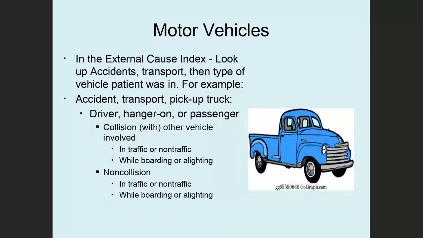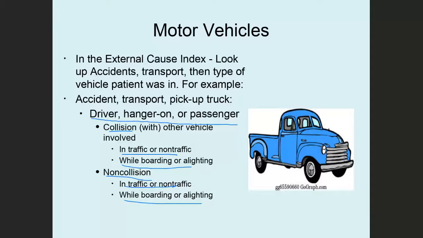In the external cause index, look up accidents, transport, then type of vehicle the patient was in. For example, accident, transport, pickup truck. And then you find the status of the patient: driver, hanger-on, or passenger. Then collision or non-collision, in traffic or non-traffic, or while boarding or alighting.